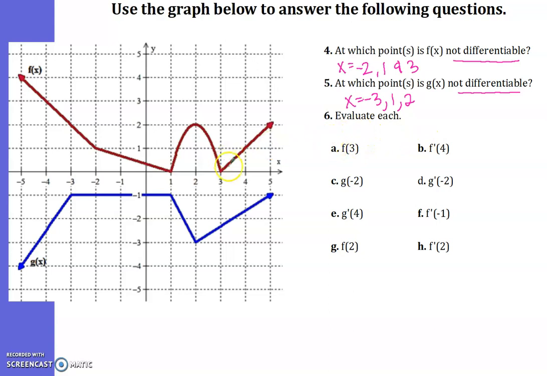So for part A, f of 3, I'm looking at this point right here. This is 3, 0. So since it's just a regular f of 3, my answer is the y value, which is 0. For part B, f prime of 4. Okay, so we're looking at 4, we're looking at the slope. So I'm looking at the slope of this line right here.